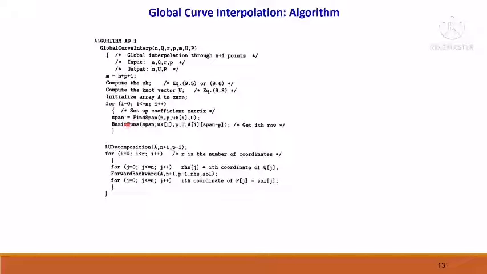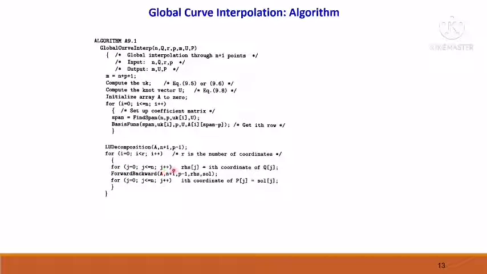To get the ith row, we find the span and basis function. After finding this span and basis function, we will get the ith row of the matrix. After that, we will find the LU decomposition using this function, which has three parameters: A, n plus 1, and p minus 1. Even in that, we iterate through a for loop which gives the number of coordinates of the matrix. So for j equal to 0, j less than or equal to n, j plus plus.